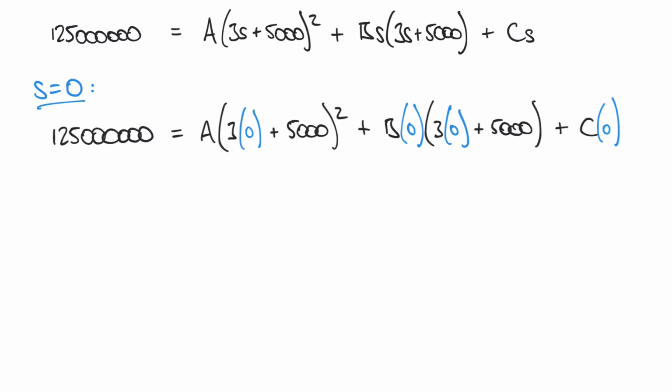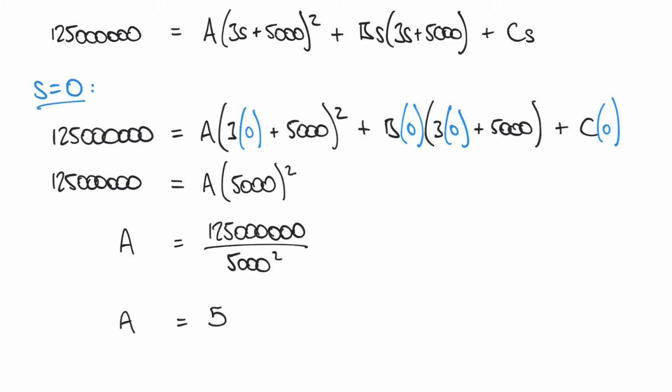And so now we're just left with the A term. Again, we've got a 0 in there. 3 times 0 is 0. So all we have is that 5,000 squared. So we have 125 million is equal to A times 5,000 squared. And just a rearrangement there, we find that A equals 5.